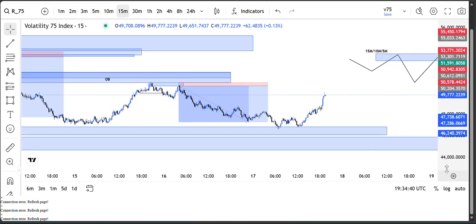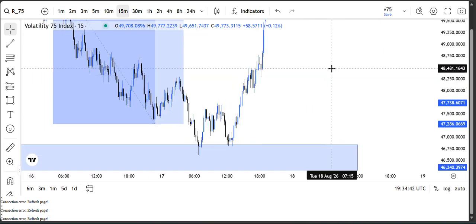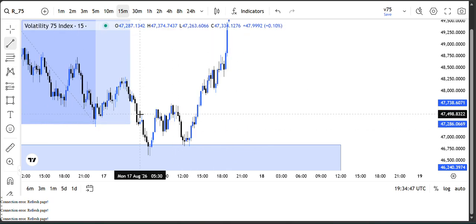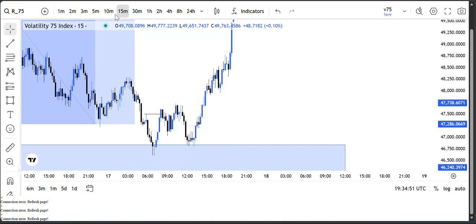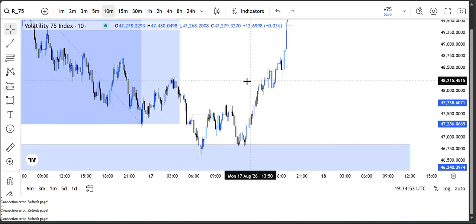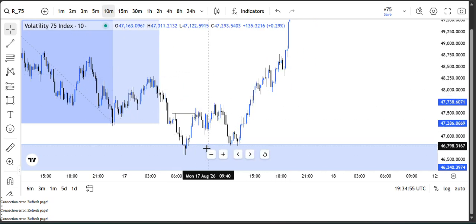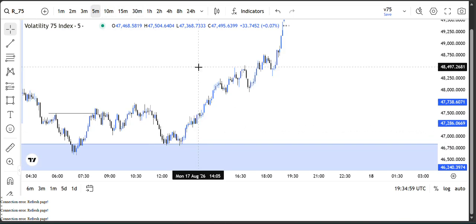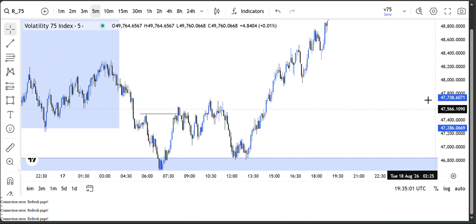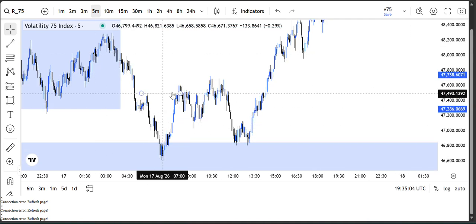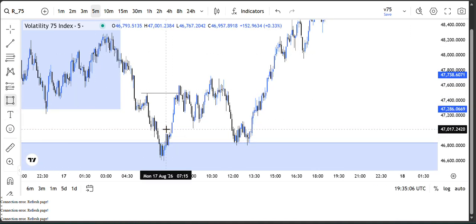Now, coming to the 15-minute time frame, after this mitigation we saw that there was a break of structure here. This break of structure is not very clear. Let's go to a 10-minute time frame so we'll see it clearly. Okay, 5 minutes will be much better. So we have this break of structure here.